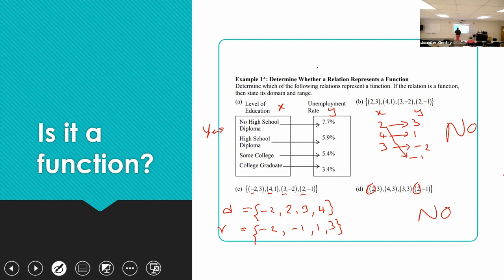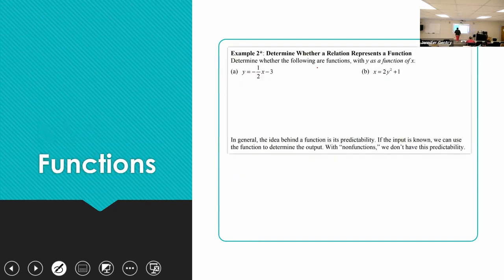Example number 2, I believe, is next. Here we go. Determine whether a relation represents a function. The domain is the x. So the first one, for A, y equals -1/2 x minus 3. Is that a function?